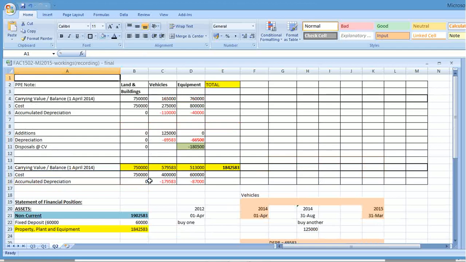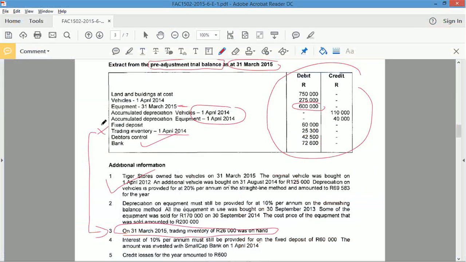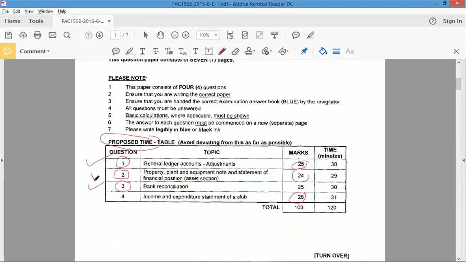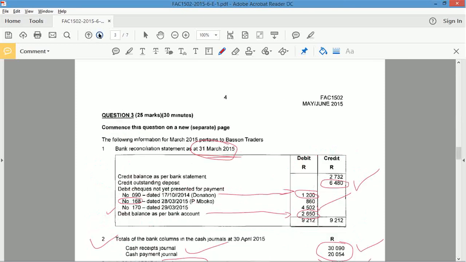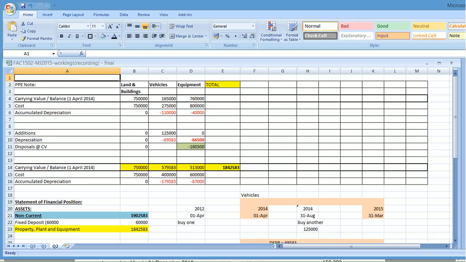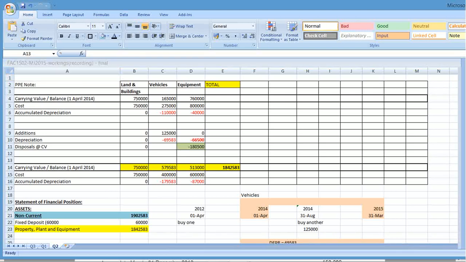We've got the final question to do. We've looked at question 1, 2, and 3. We now have question 4 left. Income and expenditure statement of a club. That's the last question to do. There's question 4, and we're looking at a club.